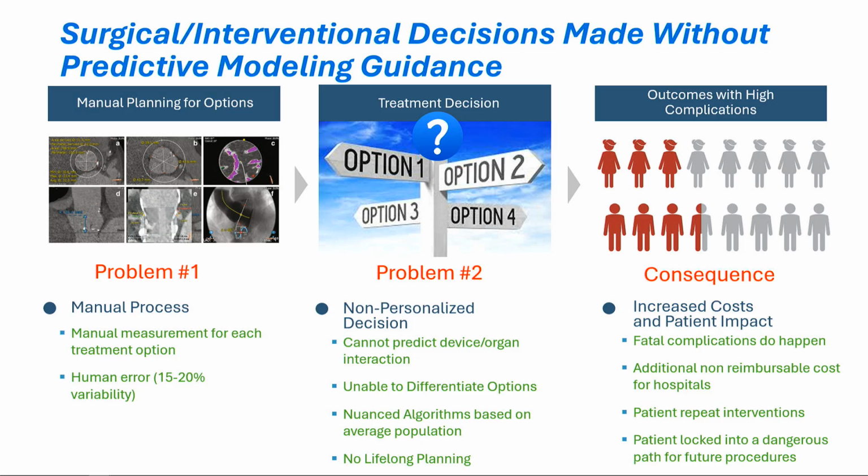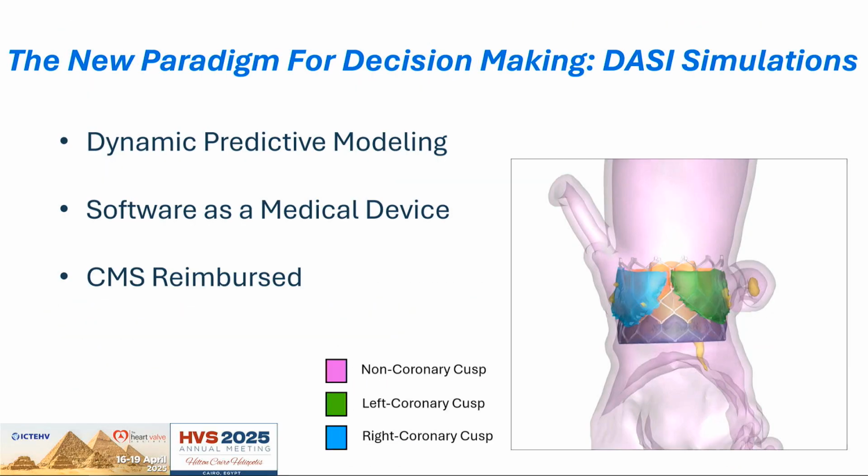So this, for the patient, can lock them into a dangerous path, as especially with redo TAVR, that annulus size or the orifice area will decrease with the implantation of more and more devices throughout their lifetime, or with explant, as some of these complications have been outlined, is a very dangerous procedure and also requires a very high skill level for the surgeon. So now I'm going to introduce a new paradigm for decision making, and that is DASI simulations, which is a physics-based AI computational predictive model.